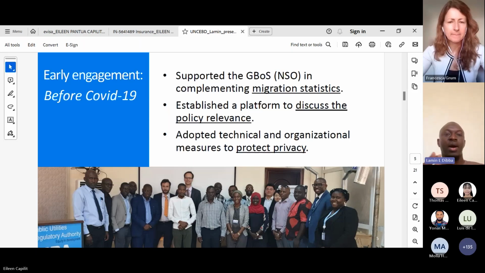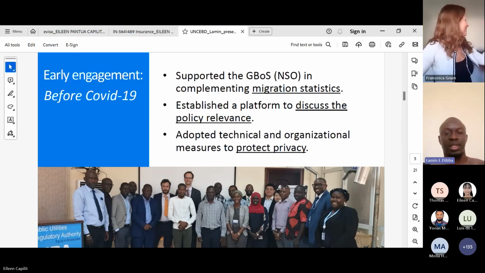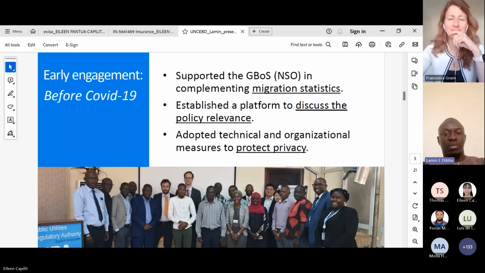Yeah, so like I said, our early engagement before the COVID was that we at GBOS got support from the World Bank, and we started discussing with relevant authorities to see what policies we can get from the use of the mobile phone data. And then we also explored different measures to make sure we are able to respect the privacy policies that are available. So this was before the COVID. Next slide.